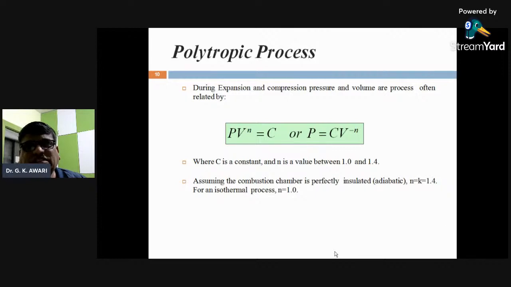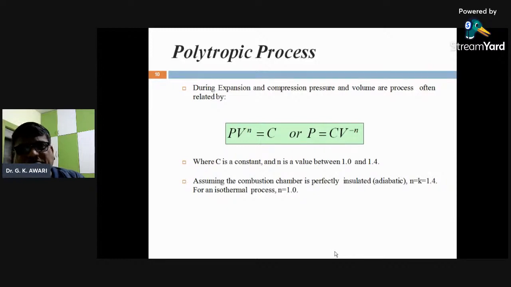During expansion and compression processes, pressure and volume are often related by PV to the power of n is equal to a constant. P is pressure and V is volume. So PV to the power of n is equal to constant, or P is equal to C into V to the power of minus n, just by rearranging the terms. You can learn it in any way. So PV to the power of n is equal to C, where C is constant and n is a value between 1.0 and 1.4.